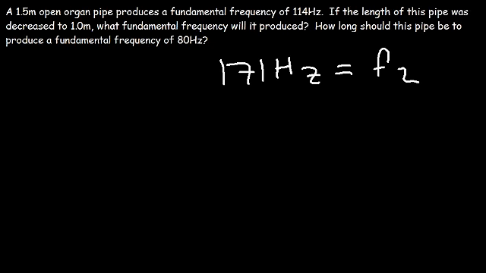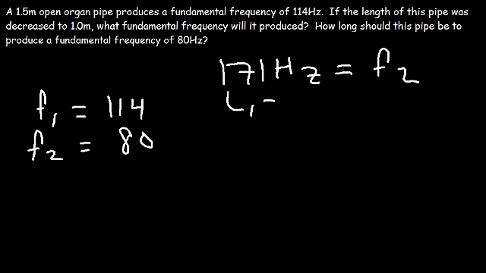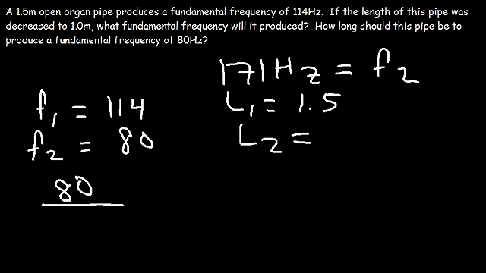So now what about the second problem? How long should the pipe be to produce a fundamental frequency of 80? So we're going to say F1 is 114, F2 is 80. L1 is 1.5. We're looking for the new L value. So F2 over F1, that's 80 over 114. L1 over L2, it's 1.5 over L2.